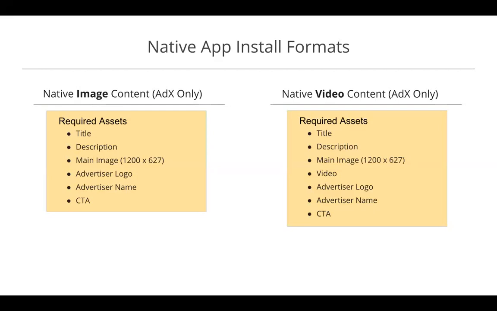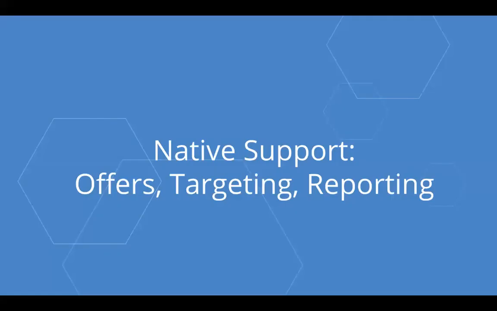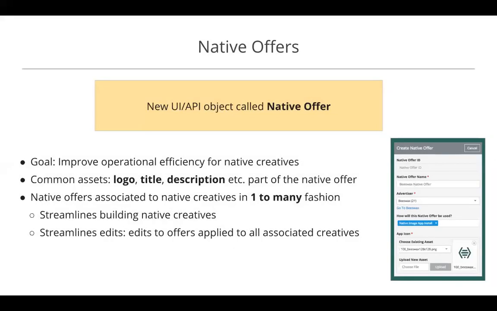And so that's our native content formats. Before I jump into a demo to show you how this all works, there are a couple of concepts I want to explain first, which will make the demo make more sense. There's one new object that we're introducing that we call a native offer. It's available both in the UI and API.